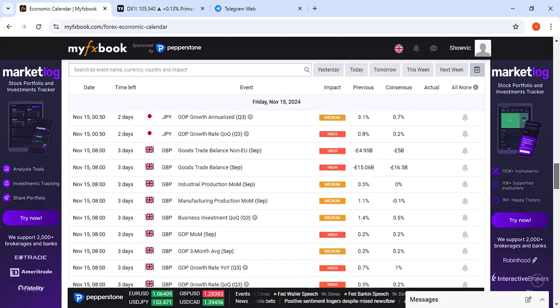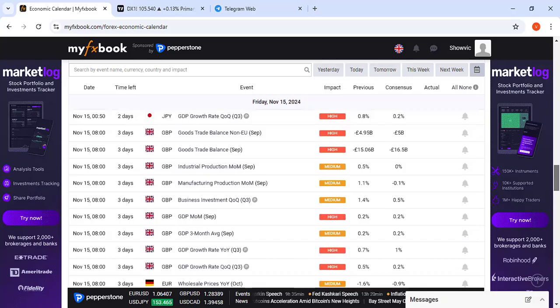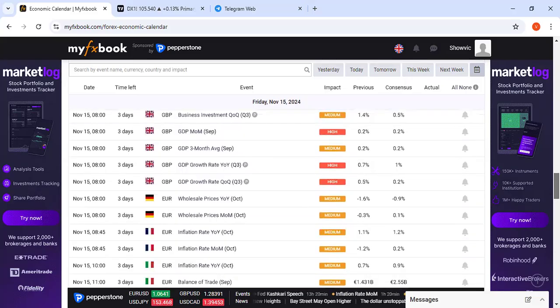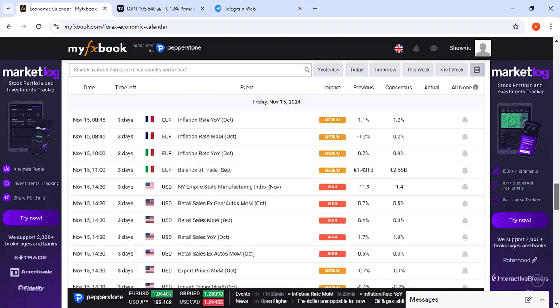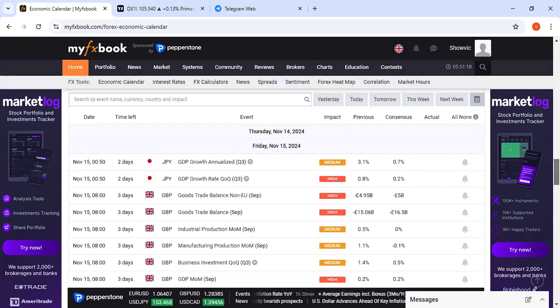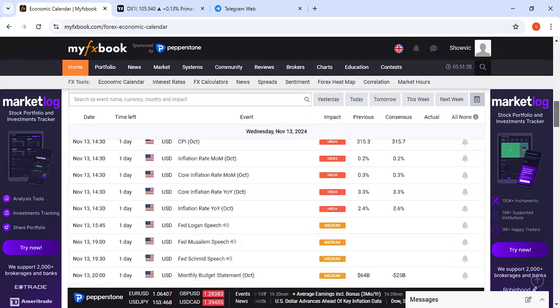Back to what to expect from the economic calendar on Friday. We're going to be having the goods trade balance from the UK and then the GDP data as well coming in from the UK. And then we're going to be getting retail sales from the US as well as the New York Empire State Manufacturing Index. So that's basically what to expect from the USD.